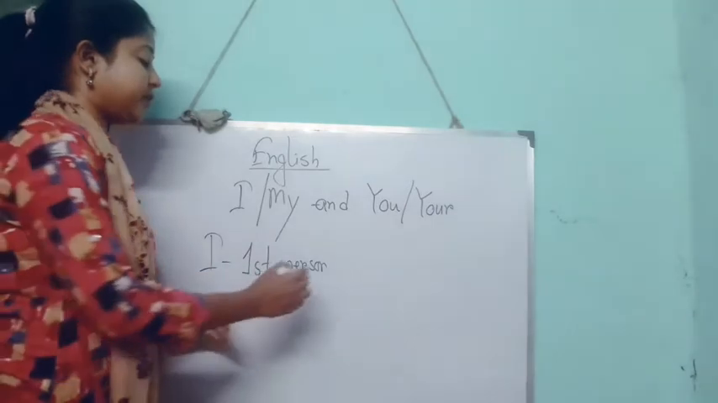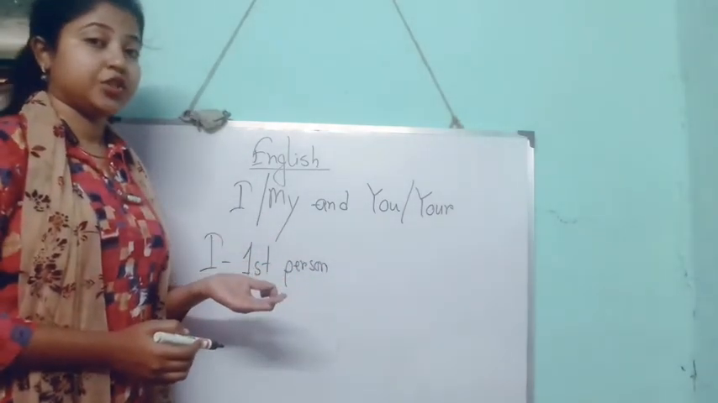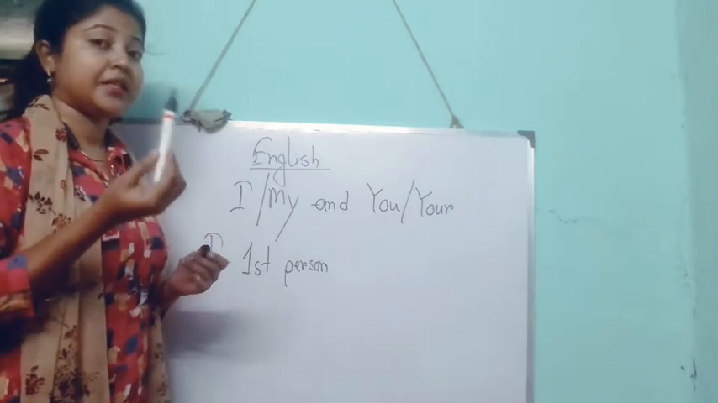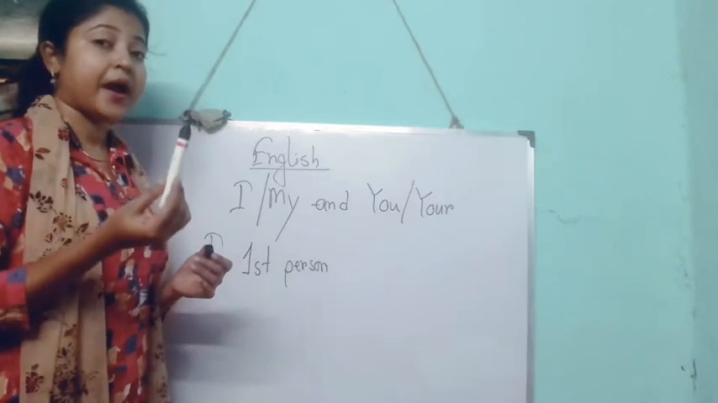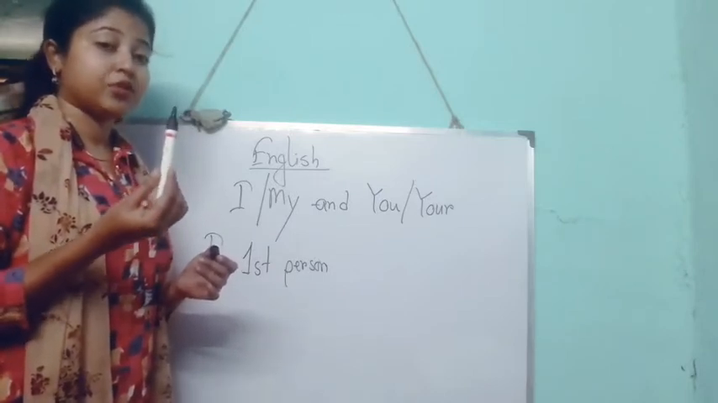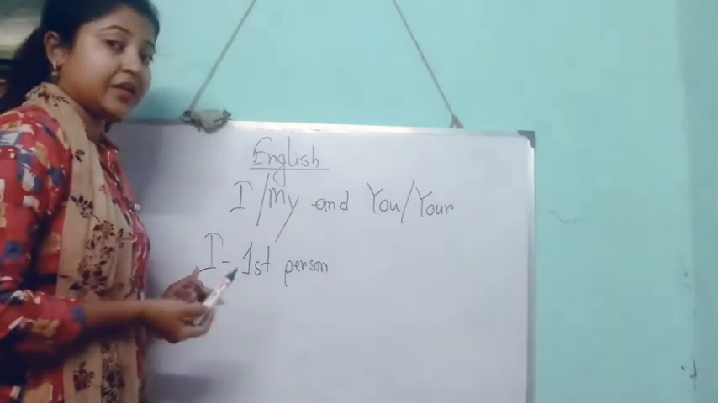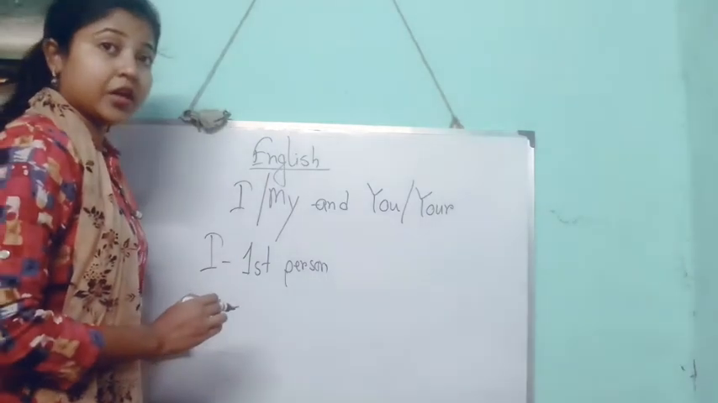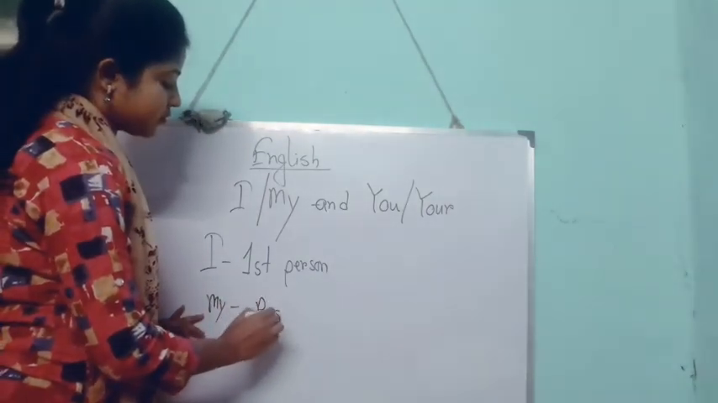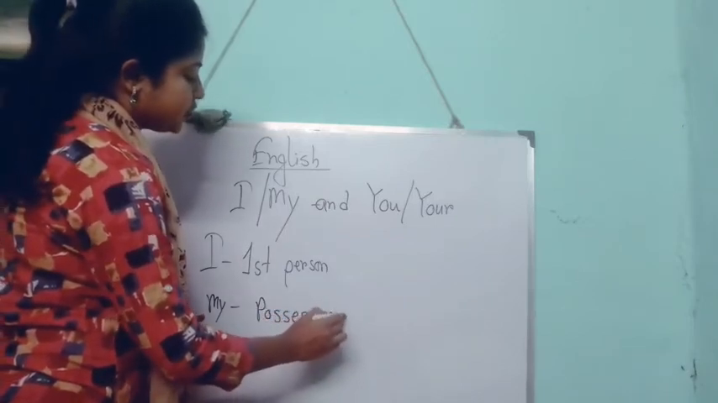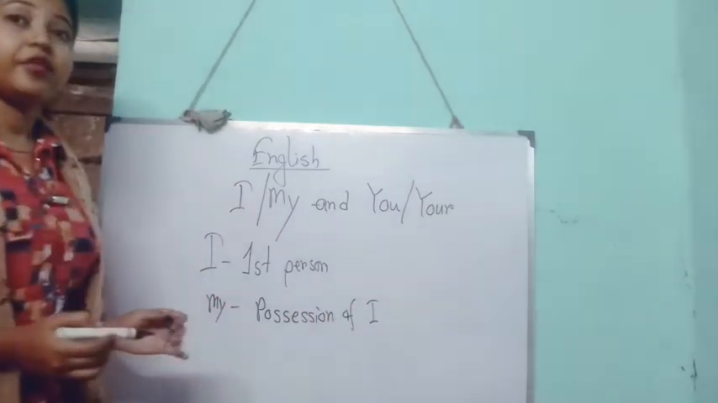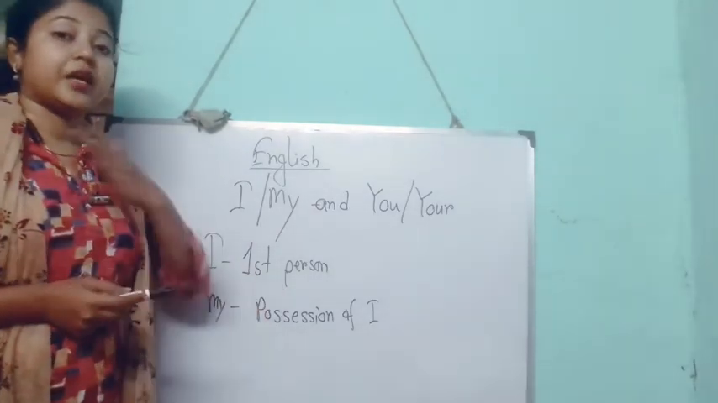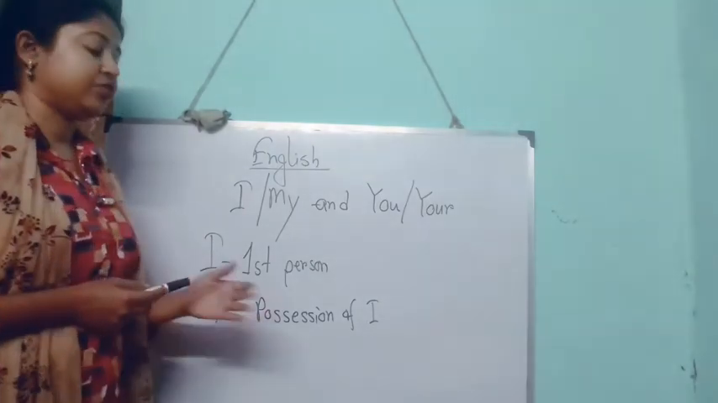To indicate the position of I, that means if I am having something, for example a pen, if this pen is mine, then I will say this is my pen. So it is a position. When I have something, then we will use my for the position. My is for the position of I. Okay? So, I is used for first person, that means our own self, and my is used for the position of I.